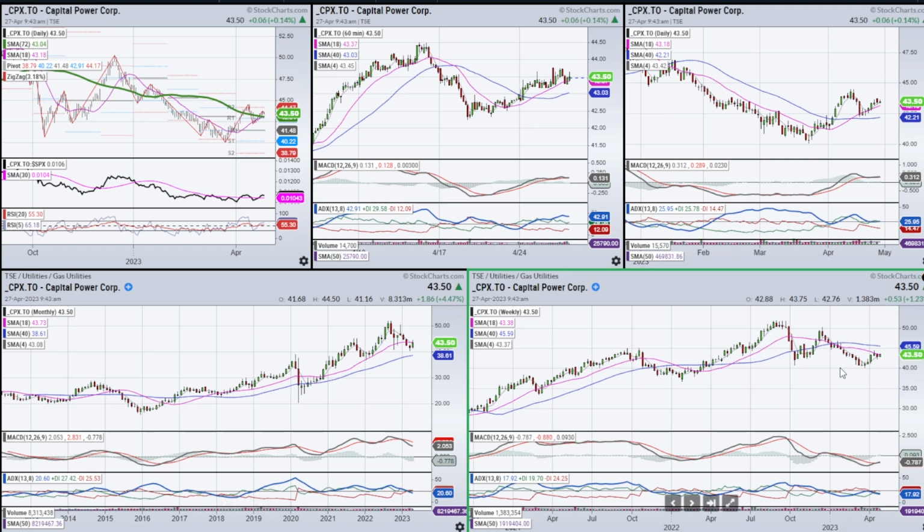Now, if you're looking at this as a utility, and I haven't looked at the information on this, it's possible this has a huge dividend. If that's the case, you want to look for a little bit earlier entry, then use the daily chart. But I'd still want to see this get back and make a higher high here, and then maybe buy the pullback or something like that.